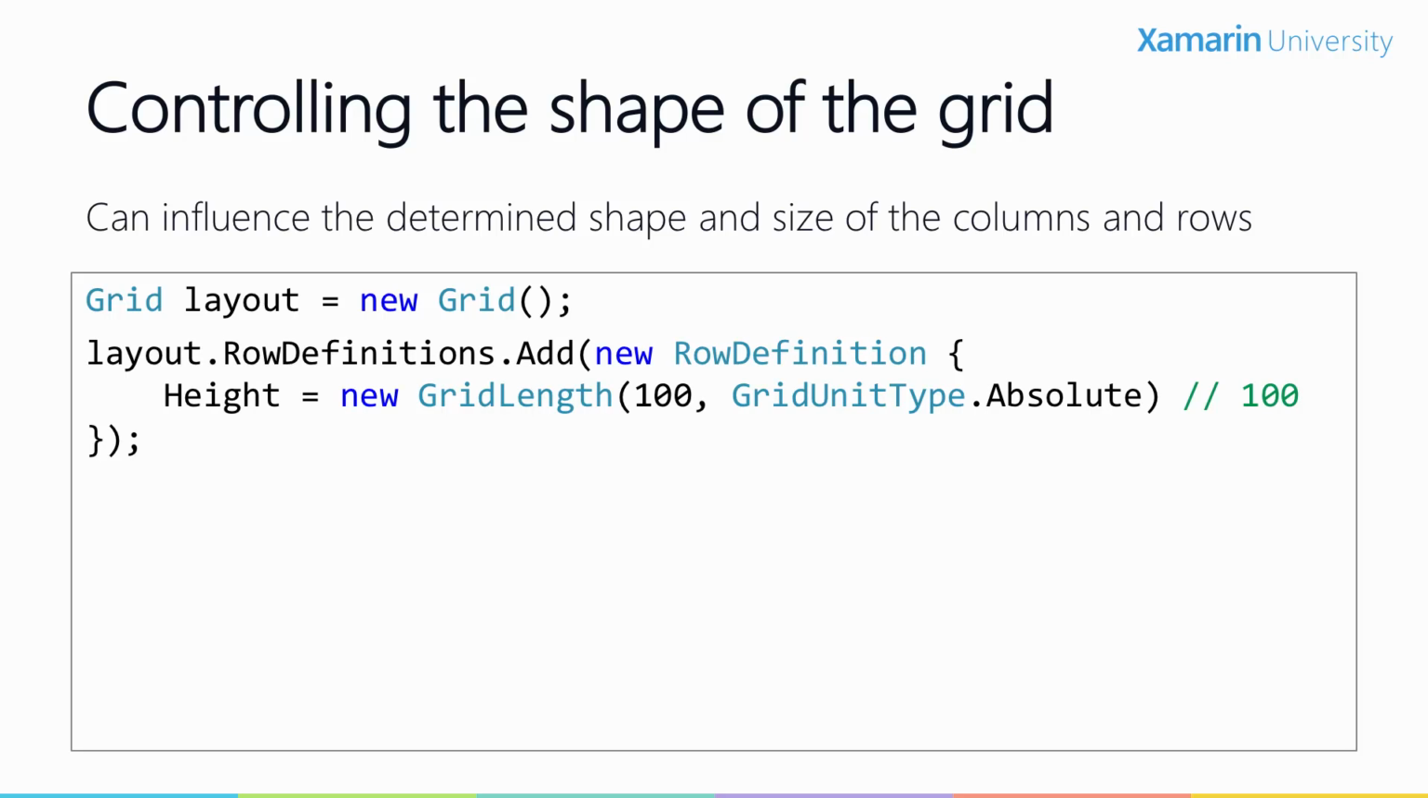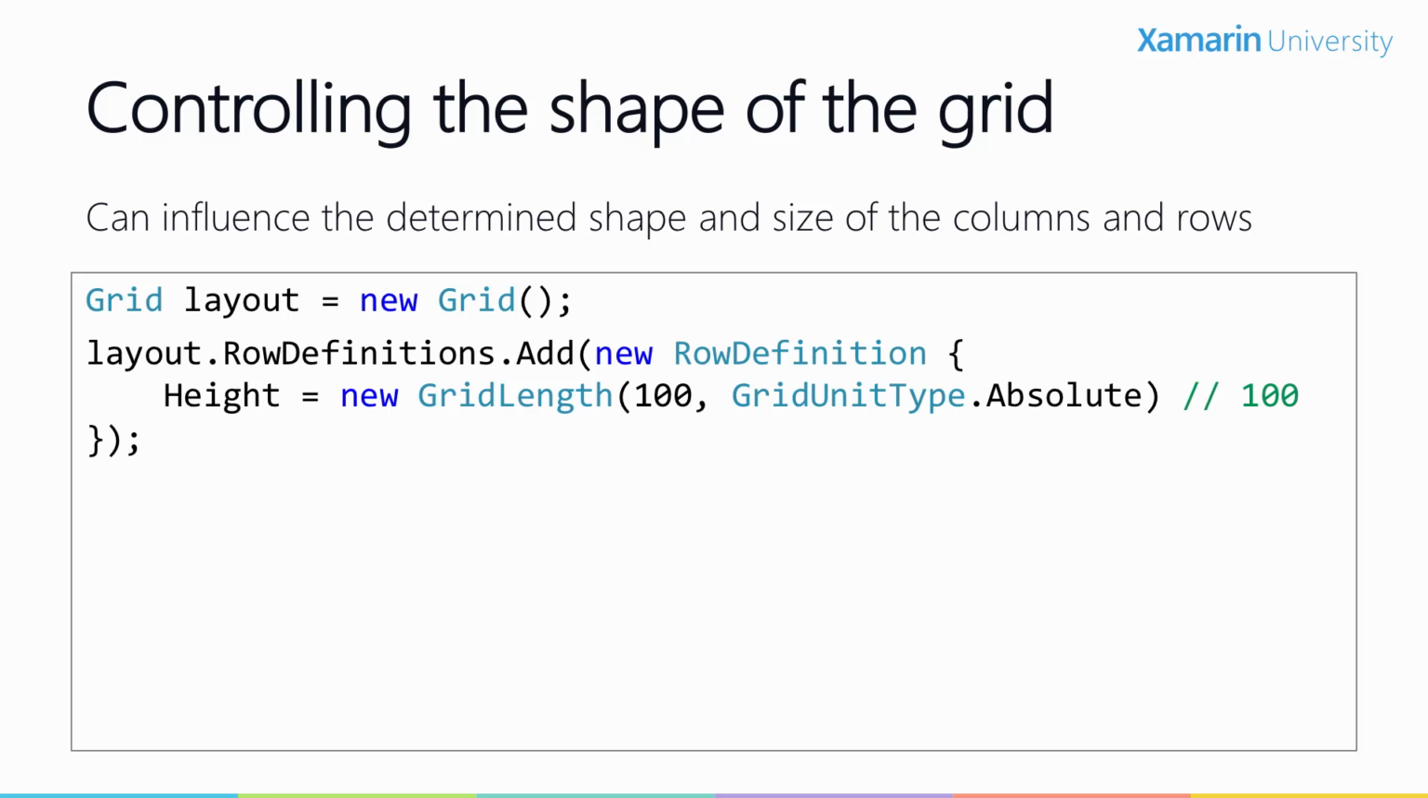Now let's have a look at that. First, let's add a row into the grid. Notice that we create a row definition object, and we set its height property to a grid length object. Grid length allows us to specify a numeric value and a unit type. And these two in combination are really important. We say we want that to be 100 units absolute. Absolute means that's going to be points on iOS, it's going to be density independent pixels on Android, etc. That's the height that we specify here.